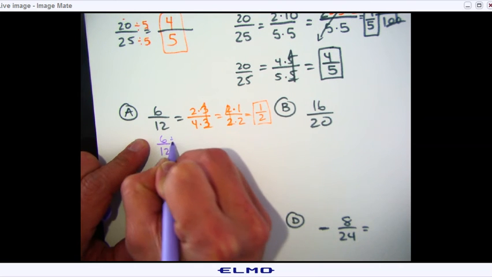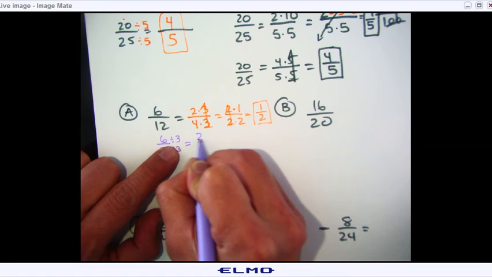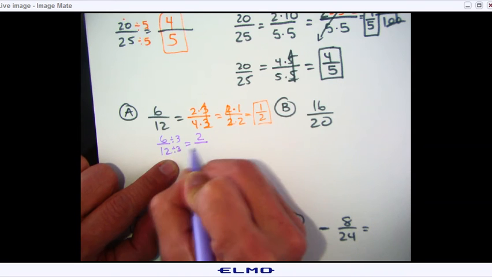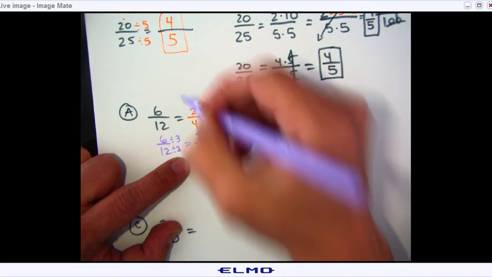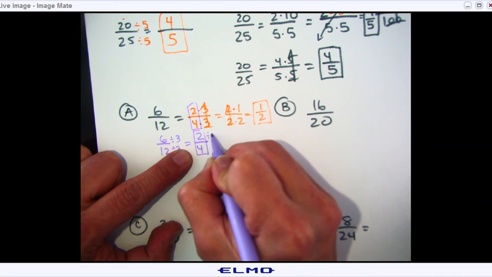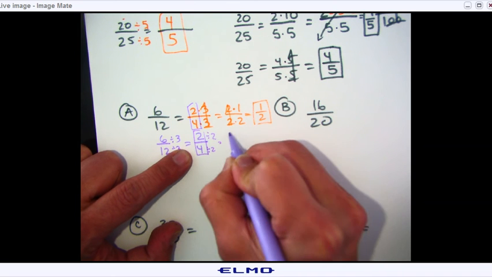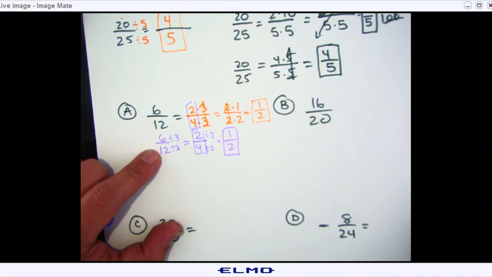I could have divided by 3. So 3 times 2 is 6. And then 3 times 4 is 12. And then I have to keep going. You see, you have the 12/4 here. It's the same. So now you could keep dividing by 2, which is 1 over 2. See, there's so many different ways.